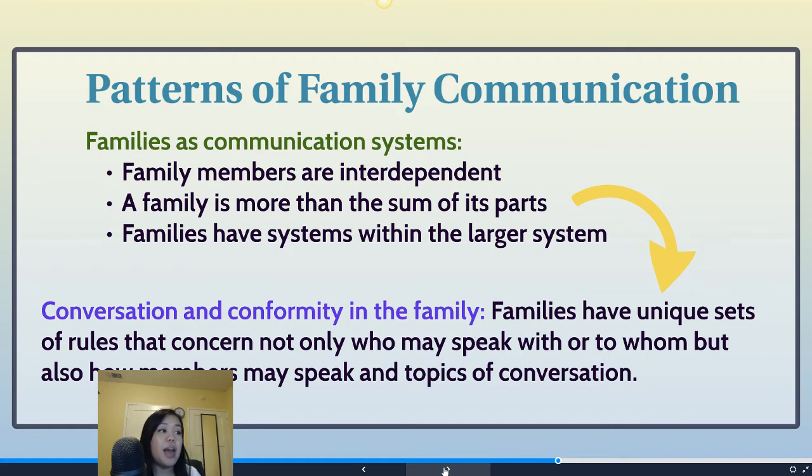Families also have systems within the larger system, right? Because siblings might be their own system within their own family system.